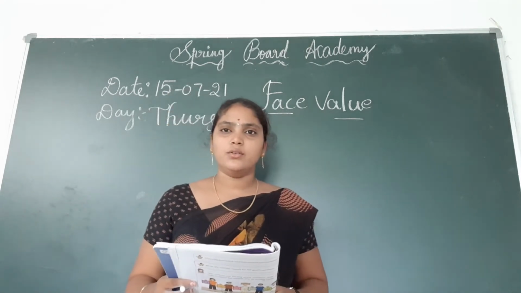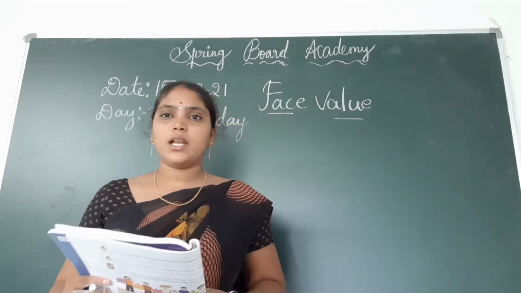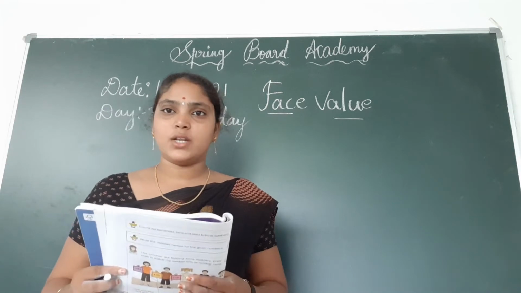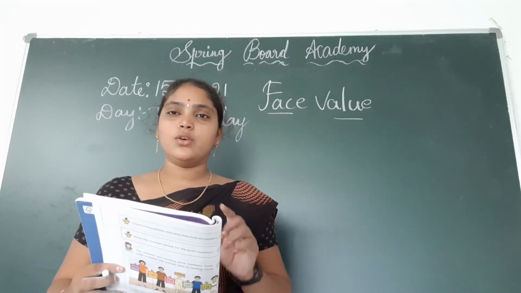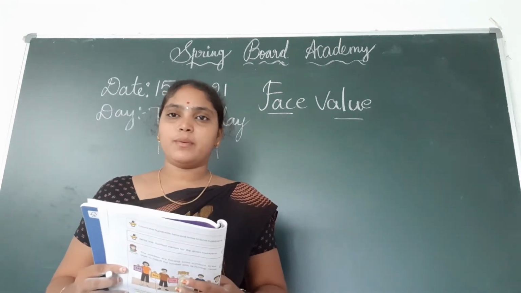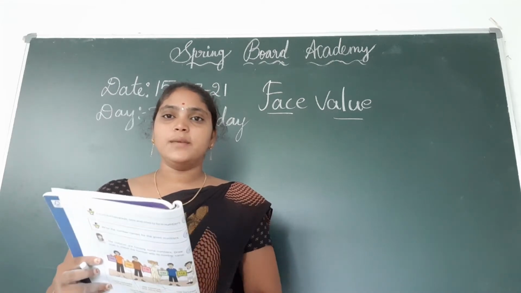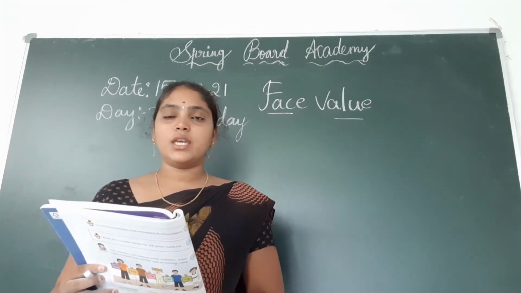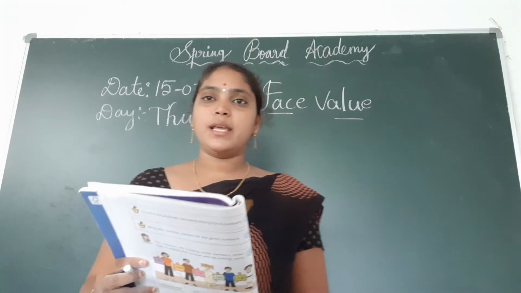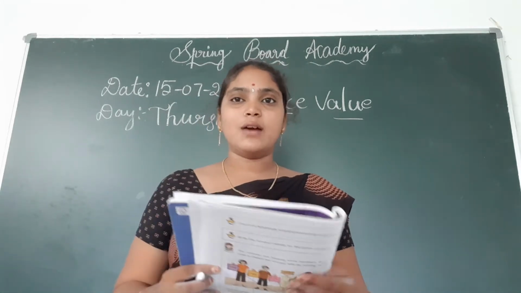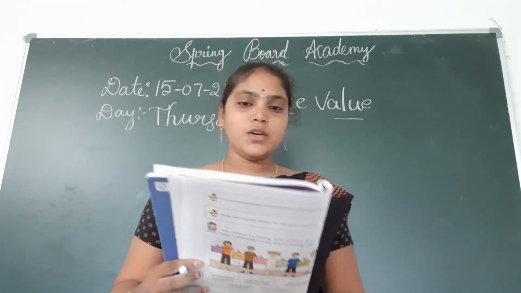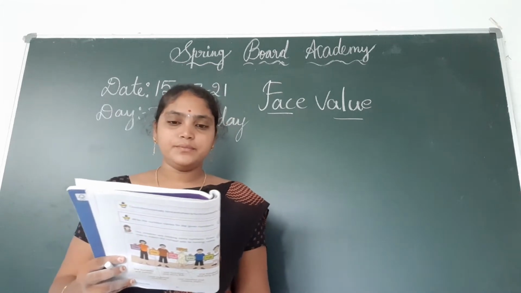Next, place value. What does place value mean? In place value, there is a place, no children? So place value always depends on its place. We have to check if the digit is in the ones place or tens place, and then we have to write the place value. So first we are given a pep activity.